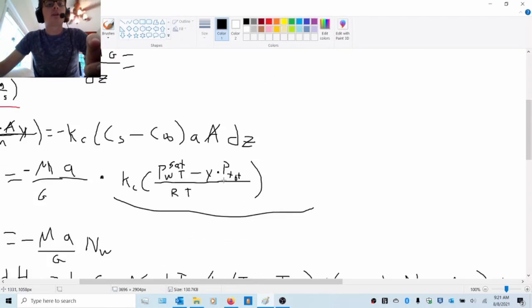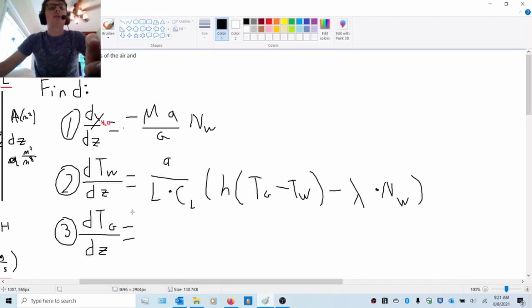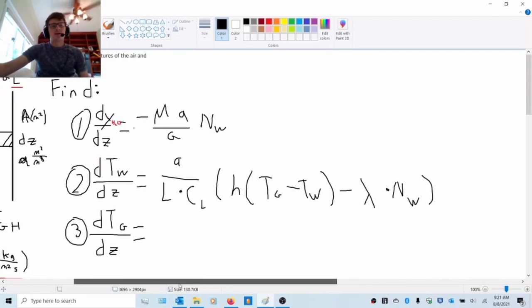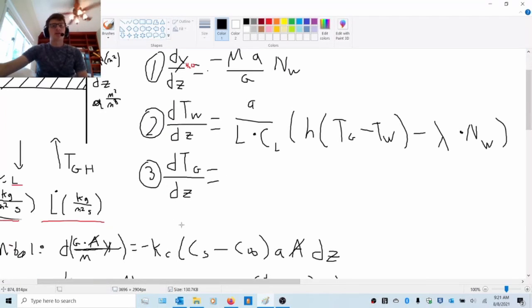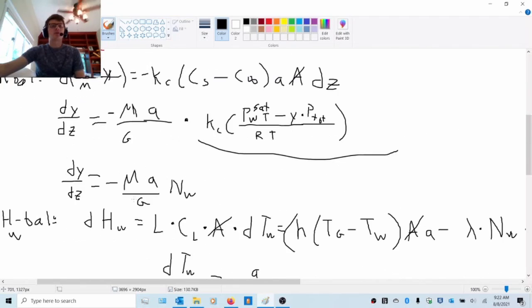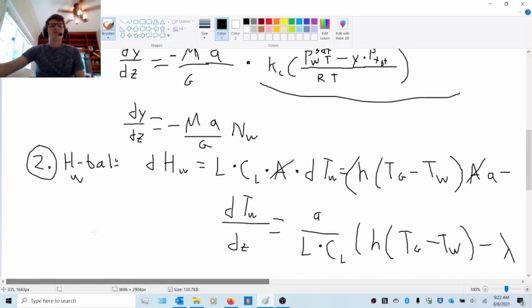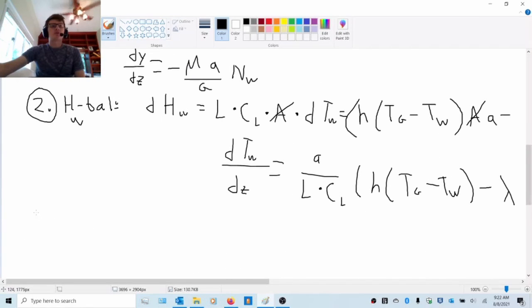So now that we've done that, let's take a look at part 3. In part 3, we're looking at the change in gas over the change in height. We could do something similar to what we did with the change in temperature of the water, but we can probably simplify it and do this a little quicker. Instead of just setting up an enthalpy balance for the water, we're going to set up an enthalpy balance for the whole system.